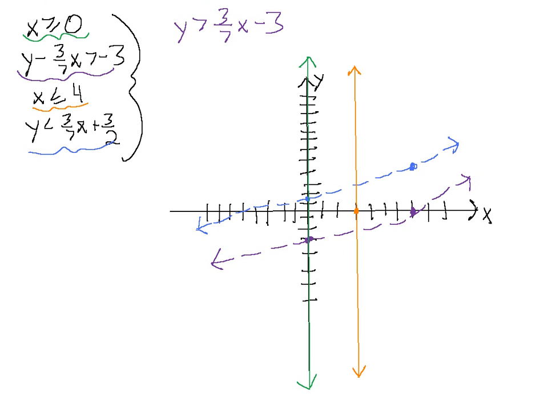So let's see where our solution region is. We want all the values to the right of this green line, since x is greater than 0. But we want all the values to the left of the orange line because we want all the values less than 4. So right in between the green and orange lines is where we've narrowed it down to. We want all the values greater than the purple line and all the values less than the blue line. So we're talking about all the values in this region right here. This is our solution region. It includes all the possible values that satisfy this system of linear inequalities.